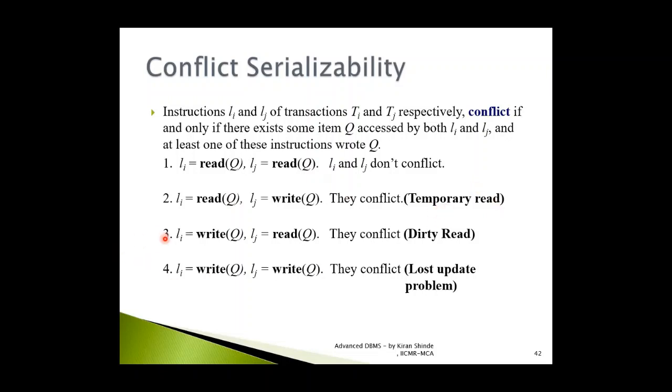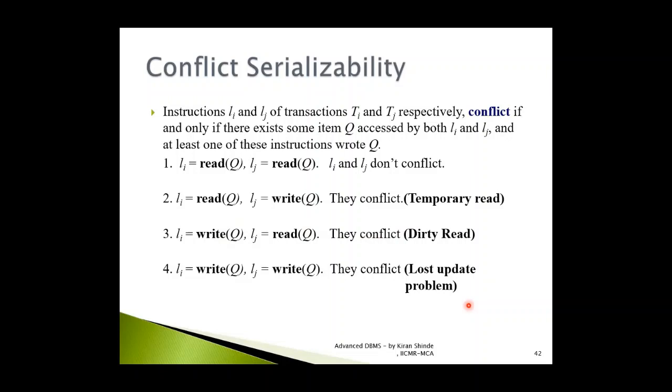Similarly, if you observe the third instruction pair, there also is one operation which is a write on the same data item, and the two instructions belong to two different transactions, so again there is a conflict. This problem is called the dirty read problem. And the last instruction pair: again the data item is the same, the instructions belong to two different transactions, and there is more than one write operation happening on the same data item. So again there can be a conflict. This conflict is called the lost update problem or blind write.